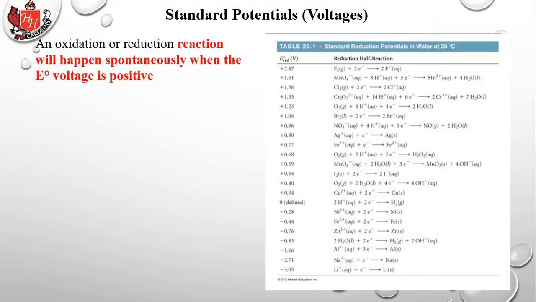So you have to turn those reactions around to make those numbers down below hydrogen, down below where you see 0, to make them positive. So they're going to be spontaneously oxidized by hydrogen. They're going to give off electrons to the hydrogen.